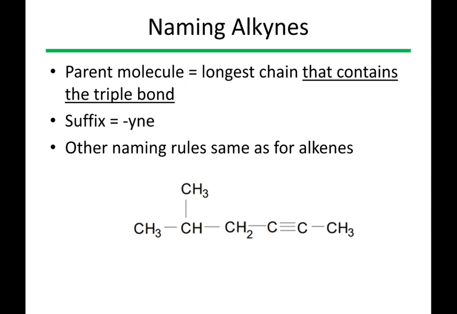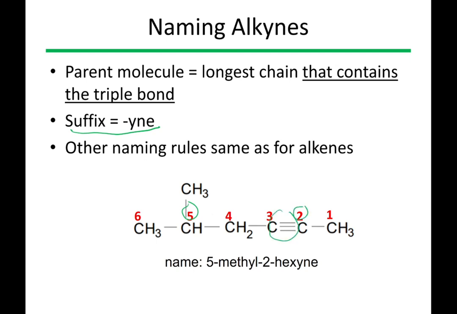For naming alkynes, this is going to be the parent molecule that has the longest chain that contains the triple bond in the alkyne. So if we look down here, that would be one of these chains containing the triple bond. And instead of the suffix "-ene" or "-ane", we use the suffix "-yne". The rest of the rules are all going to be the same as for alkenes. So in this case, our parent chain has 6, and so this would be 5-methyl, from the position of the methyl group, and minimizing, again, the position of the multiple bond. So 5-methyl, 2-hexyne.